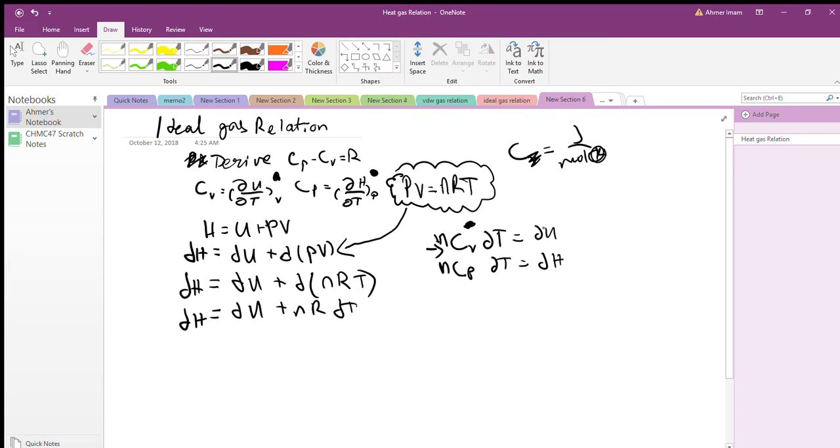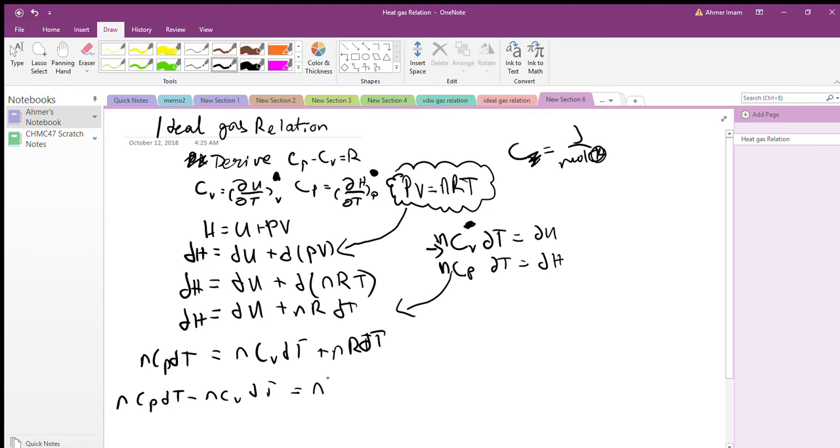So we have our expressions for dU and dH. We can sub them in right here. So putting it back, we have nCp dT equals nCv dT plus nR dT. Bring it over: nCp dT minus nCv dT equals nR dT, and now you can see some common terms. The dT's cancel out, the n's cancel out, and you're left with Cp minus Cv equals R.